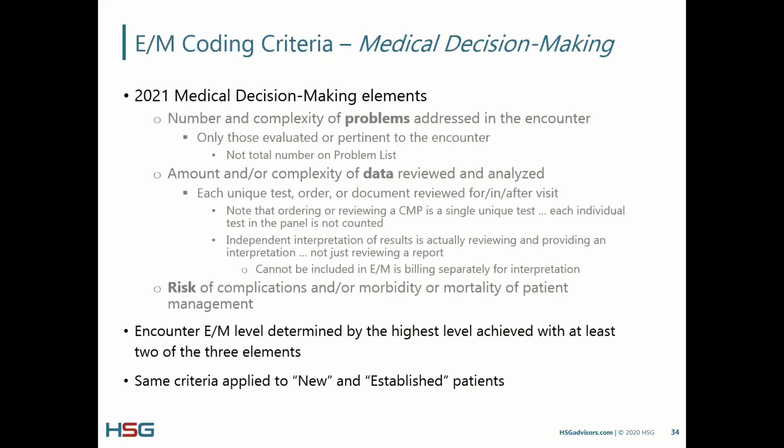The second area is the amount and/or complexity of the data that you reviewed and analyzed. And this applies to each unique test, order, or document reviewed around that visit. Note that the CMS interpretation of a unique test is that if you order a test bundle like a CMP, it's a single test. So for instance, Chem 7, Chem 12, whatever, is not 7 tests or 12 tests, it's one test. So just keep that in mind.